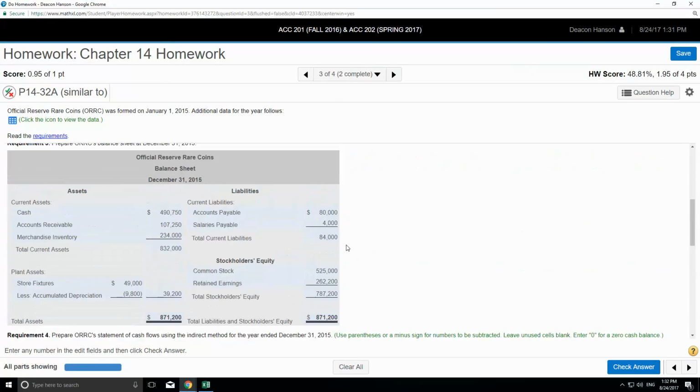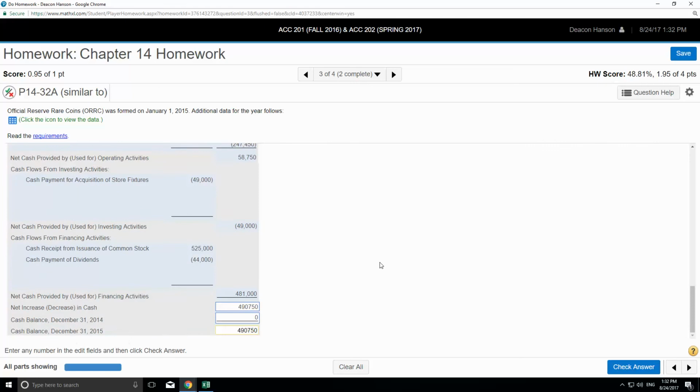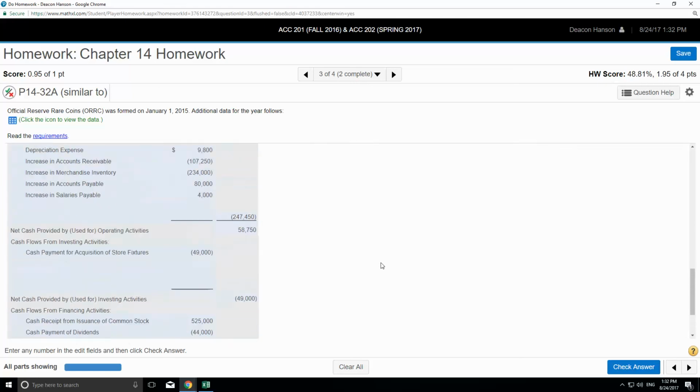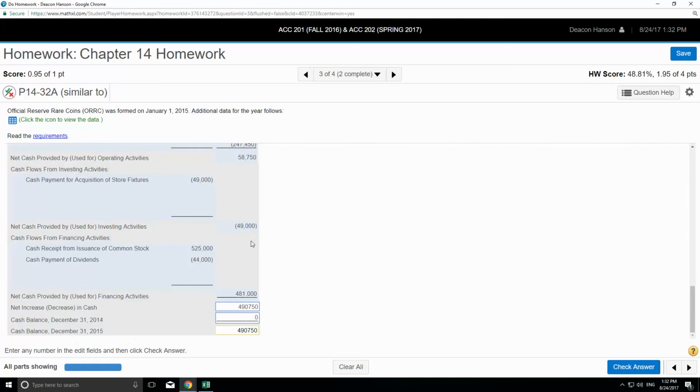But let's make sure that's what's showing up here on the balance sheet. See? That's the ending cash balance. So the whole thing reconciles. You see what I did? It reconciles all the way down. From net income all the way down, we end up with the balance sheet's cash balance.